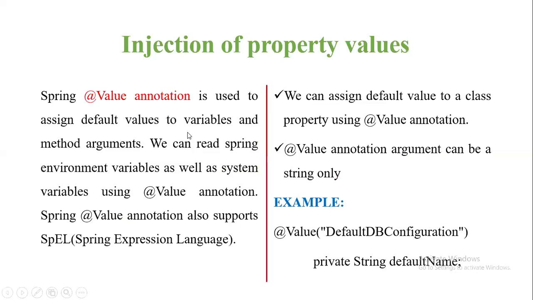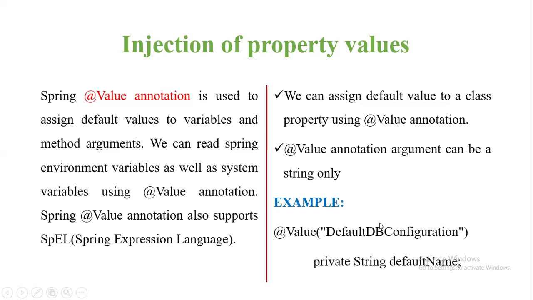In this video, we are going to discuss injection of property values. Here, we are discussing the @Value annotation. In Spring, the @Value annotation is used to assign default values to variables and method arguments. We can read Spring environment variables as well as system variables using the @Value annotation. Spring @Value annotation also supports SpEL, which means Spring Expression Language. We can assign a default value to a class property using the @Value annotation. The @Value annotation argument can be a string only.